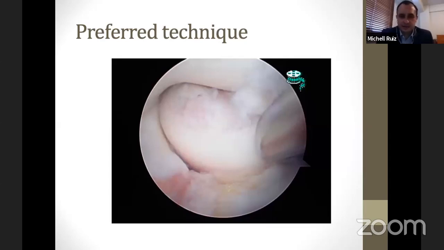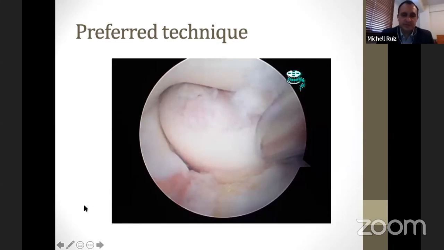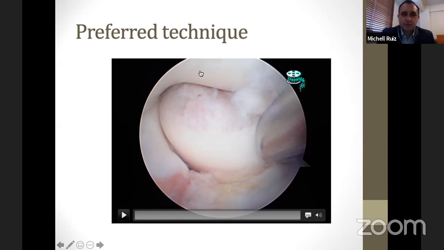This is a video that I use to exemplify the presence of posterolateral plica. In this case, we are going to do an arthroscopic resection of this structure, and we are located in the posterolateral compartment of the elbow. I'm going to signal this is the posterior aspect of the capitellum. This is the sigmoid fossa, and this is the radial head from posterior.